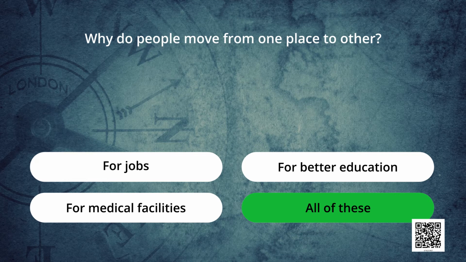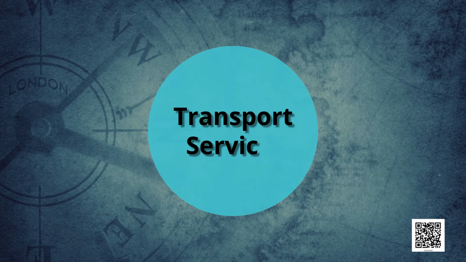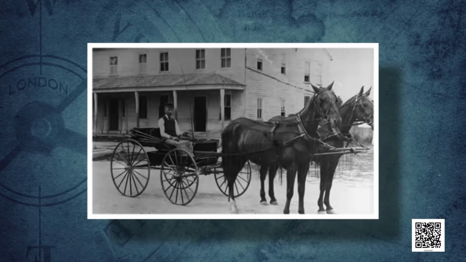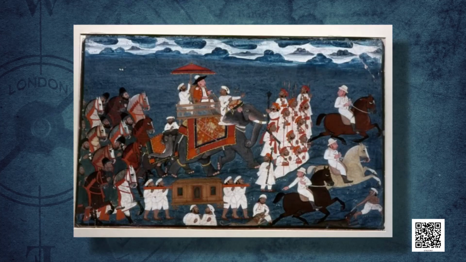Alright, so now let's start with the transport services. So, transport is the means by which people and goods move. In the early days, people used to walk and animals were used to carry their goods. Invention of wheel made transport easier. The early traders from other countries used to take several months to reach India.